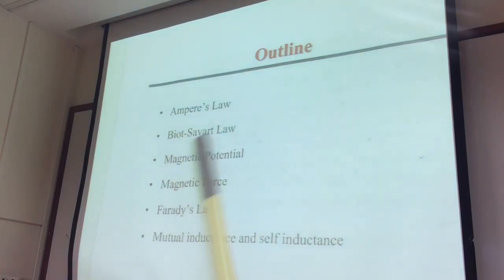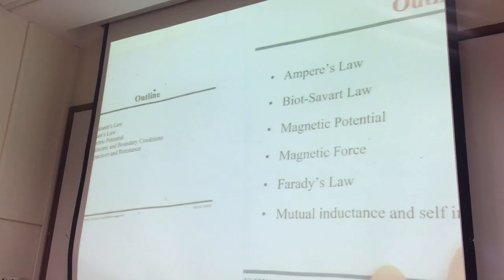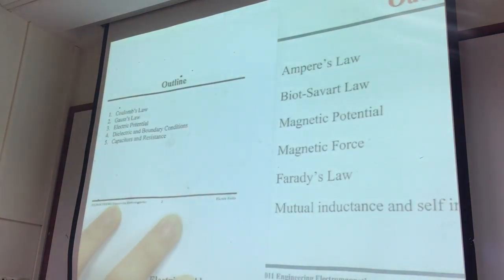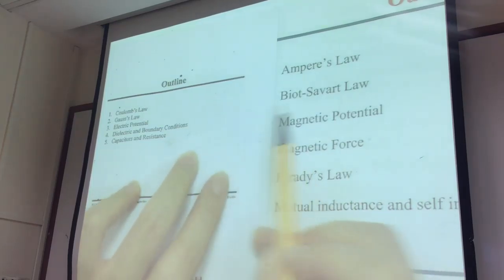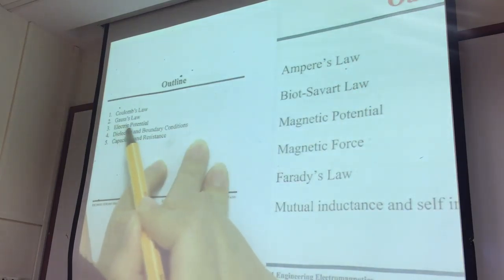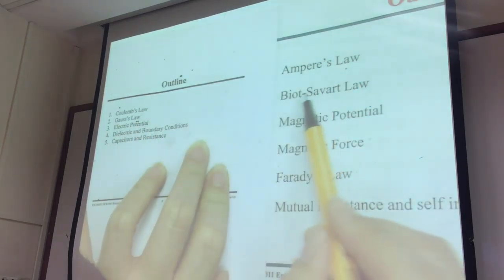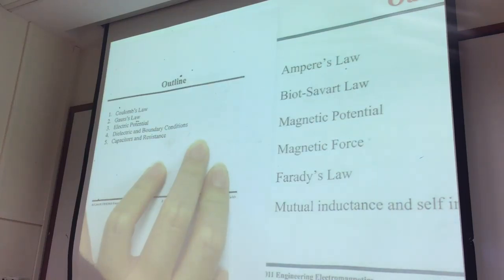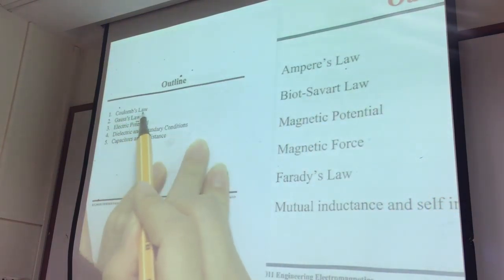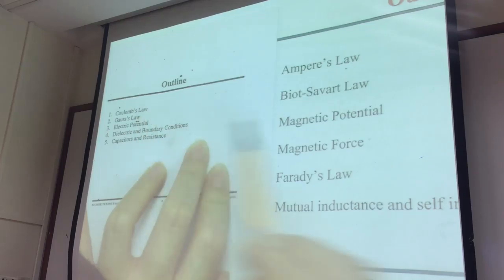So this is Ampere's law, but for what we had previously, you can compare. Previously, we have Coulomb's law. This is Ampere's law for the magnetic field, and this is Gauss's law for the electric field. This is the corresponding relation. Okay, Biot-Savart law corresponds to Coulomb's law in the electric field.